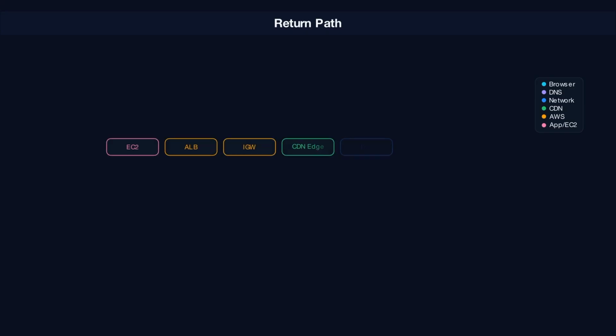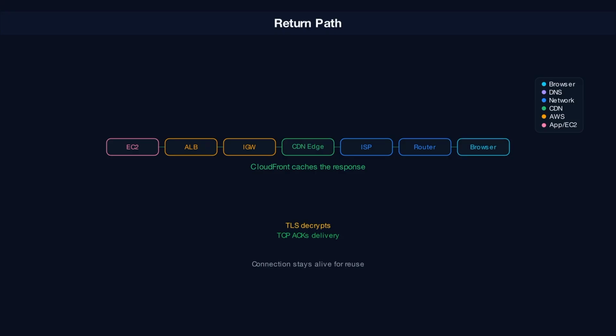The response travels back through every layer, in reverse. EC2 sends it to the ELB. The security group allows it out, stateful, remember? Out through the IGW, back across the internet. At the CloudFront edge, the response gets cached, so the next visitor gets it instantly. Then through the ISP, your router, Wi-Fi, into your laptop, up the OS stack, and into the browser.